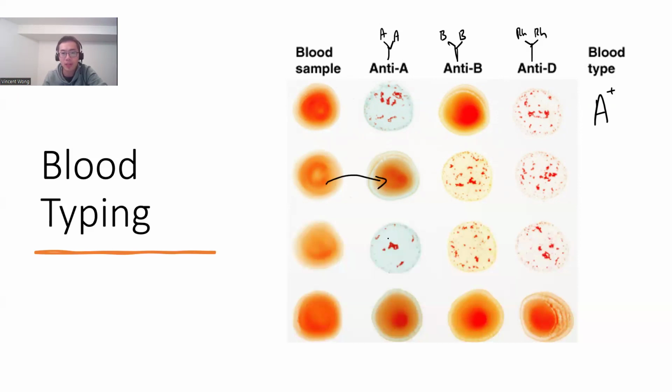No reaction with A. That means the person's blood does not have A. Yes, reaction with B. That means the person has B. And then positive. Please try the next two and tell me what the blood types are.